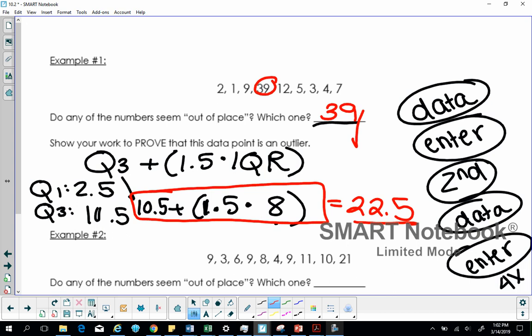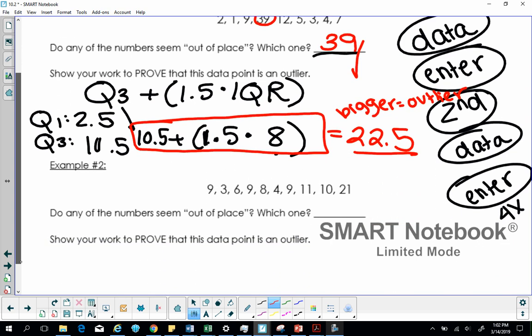So those numbers are your baseline. This formula tells you anything bigger than this is an outlier. Not when you're using a calculator, you don't have to. Does that make sense? Okay, let's try another one.